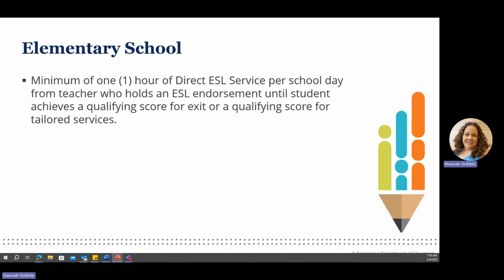Elementary school students must have a minimum of 1 hour of direct ESL service per school day from a teacher who holds an ESL endorsement until the student achieves a qualifying score for exit or a qualifying score for tailored services.